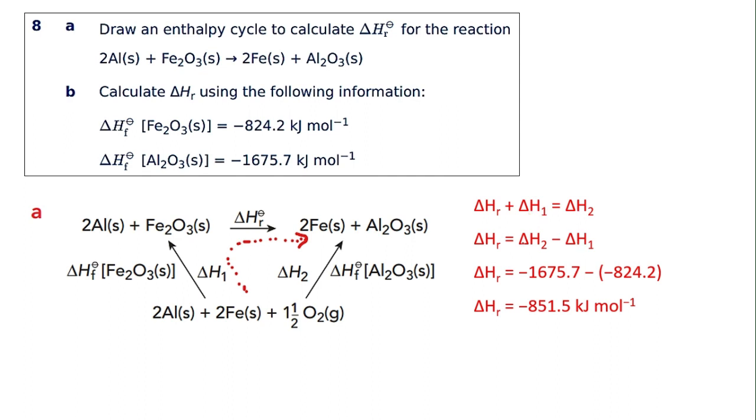So in place of the delta H2, we have to write the value of Al2O3, that is minus 1675.7. We are going to write it here. And in place of the delta H1, we have to write the value of Fe2O3, that is minus 824.2. We can write it here. This negative and the negative of the formula is going to make this value positive, and then you are going to just solve it and you will be getting the final answer, minus 851.5, as the delta HR for this particular reaction.